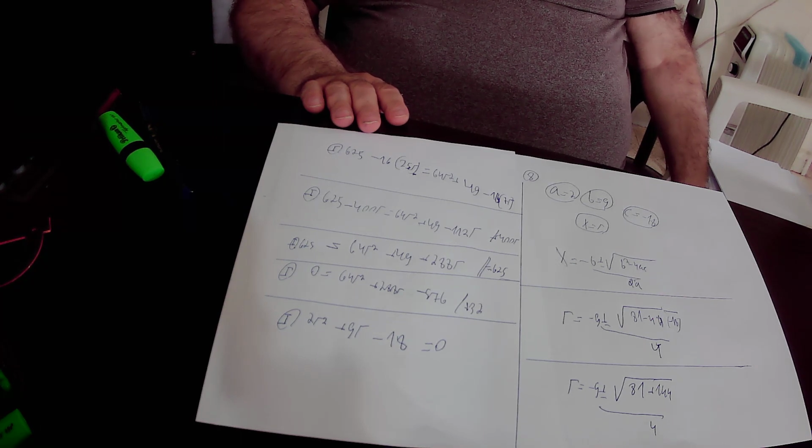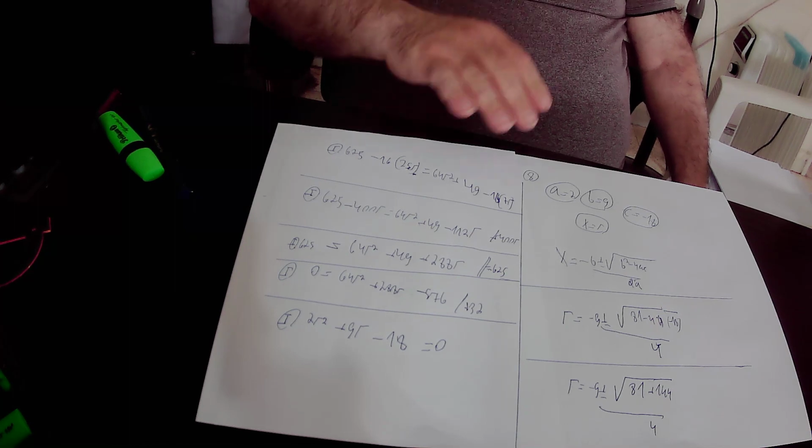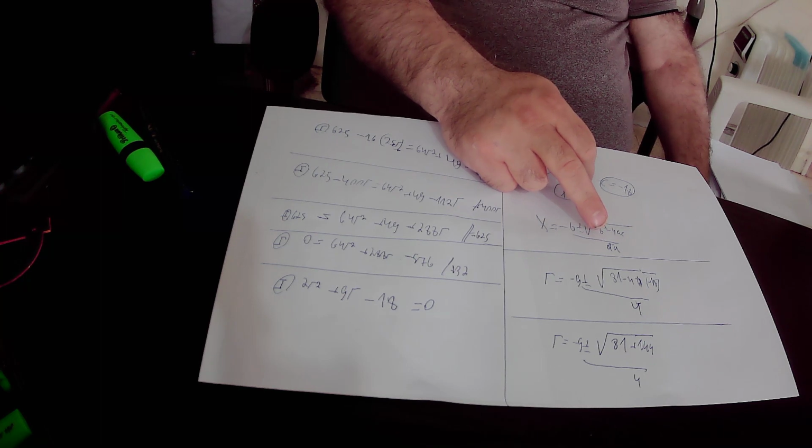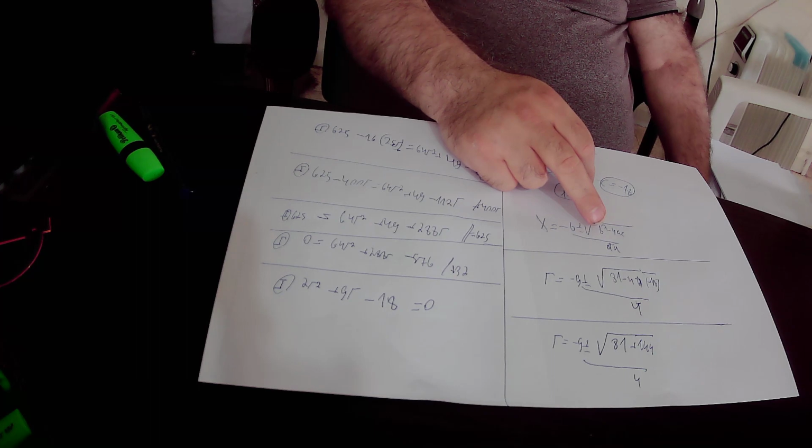So 9 squared equals 81, minus 4 times a is 2, and c is minus 18, all divided by 2a. a is 2, so 2 times 2 is 4. So r equals minus 9 plus minus the square root of 81. Minus 4 times 2 is minus 8. Minus 8 times minus 18 is plus 144. So inside the root, we have 81 plus 144. So r equals minus 9 plus minus the square root of 81 plus 144, over 4.